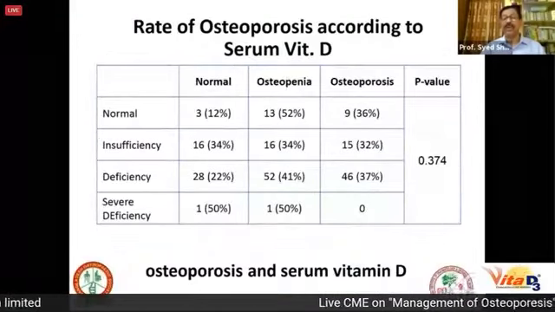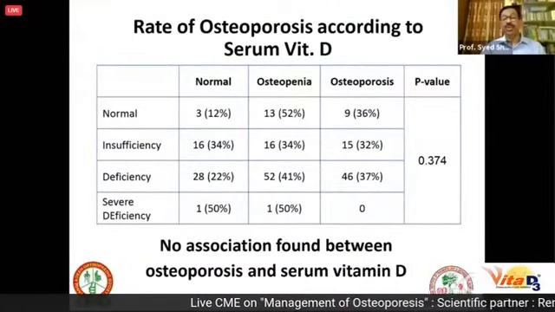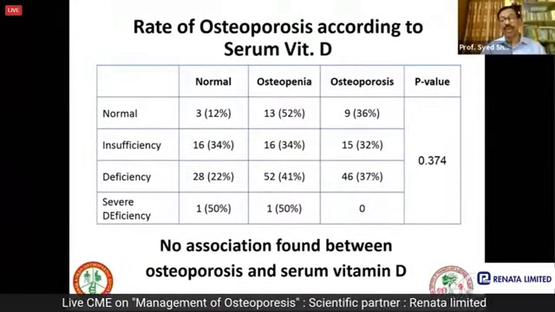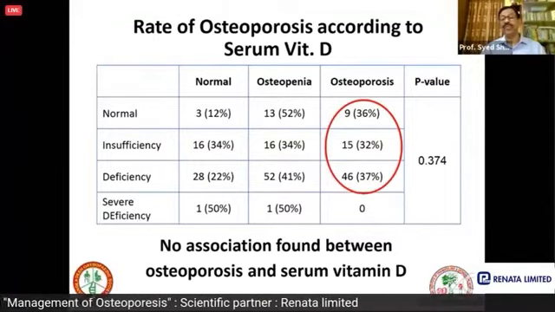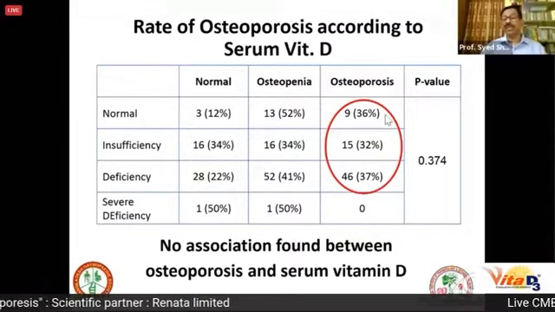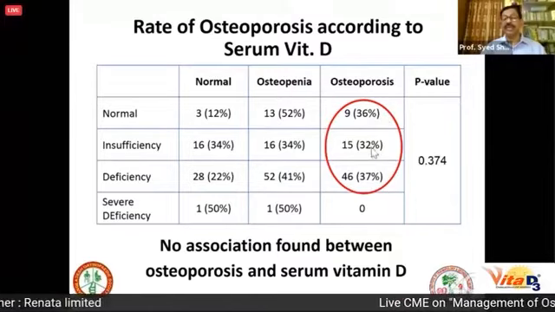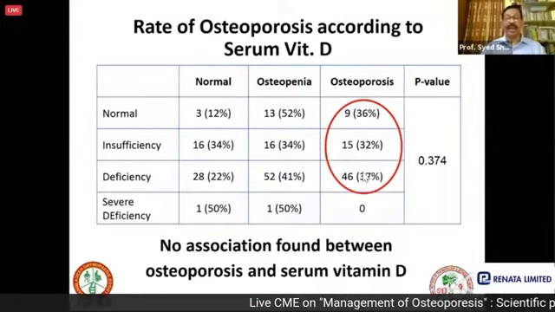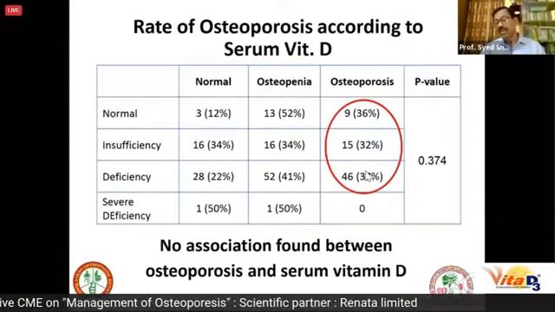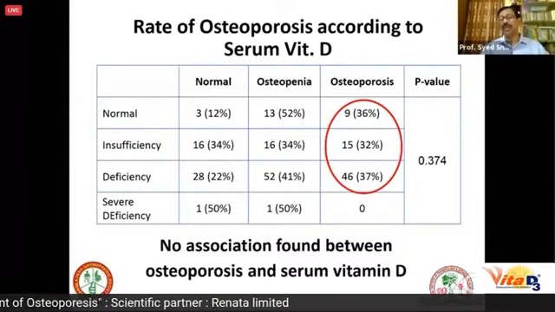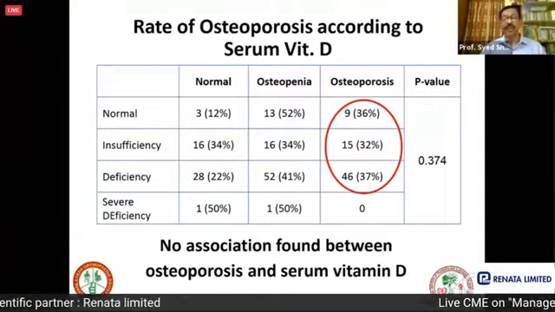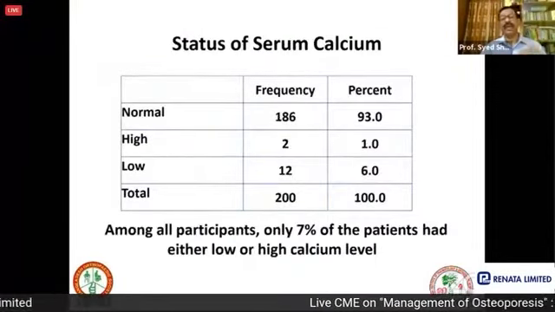But we found no association between osteoporosis and serum vitamin D. You see here, of the normal patients 36% developed osteoporosis, in insufficiency 32%, and in deficiency 37%. So there is no statistical difference between vitamin D deficiency and normal vitamin D level. So there is no association like this.